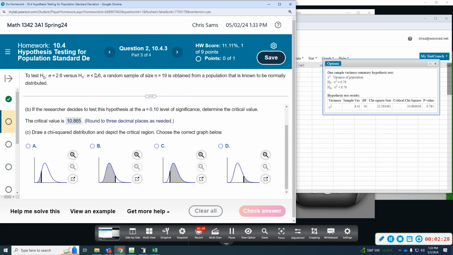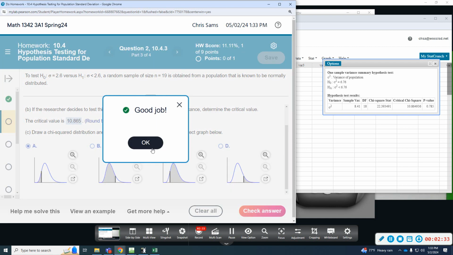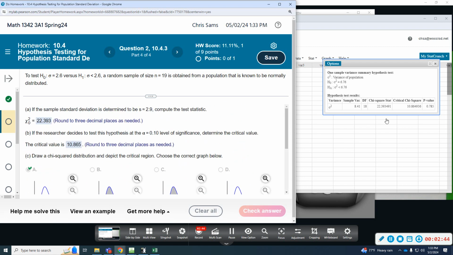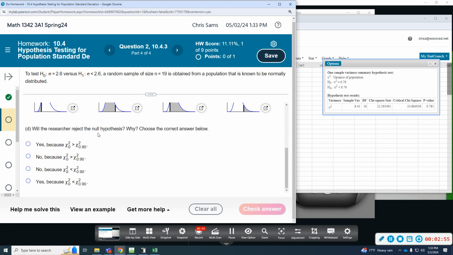This is a left tail test, so it is showing the left tail, and will we reject the null or not? If we are testing this at the 10% level, we can look at the p-value. If the p-value is greater, it's not in the rejection region. If it's less than, we reject. So we will fail to reject. No, we will not, because our actual value is greater. It's to the right.